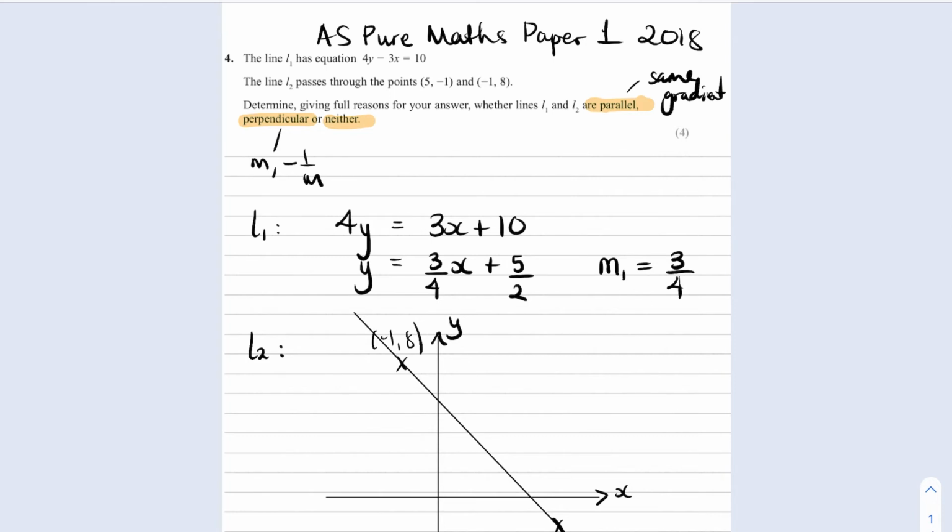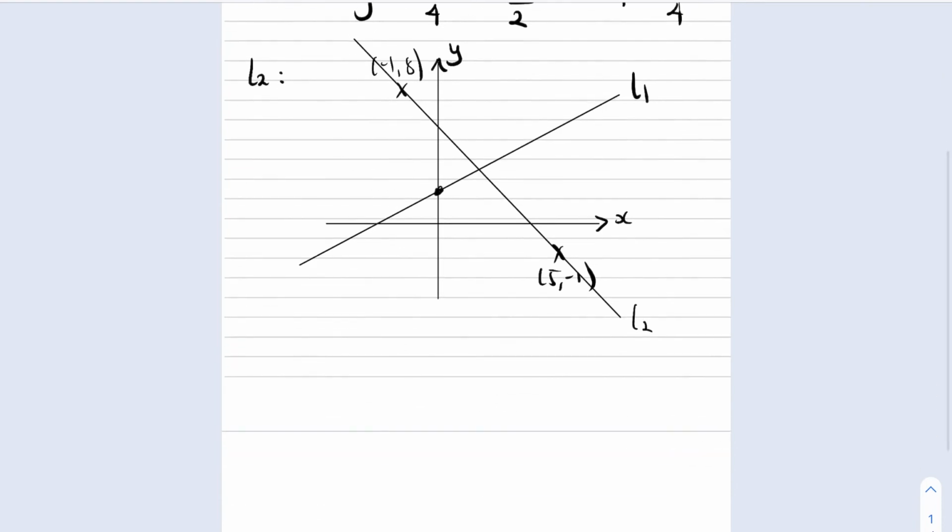So that's going to go through 2.5, which might be roughly here. And quite a shallow gradient, 3/4. So let's put that on there. So, rough sketch. Clearly, those lines are not parallel. Okay, we can see that L1 has a gradient of 3/4, which is positive and relatively shallow. L2 has a negative gradient, potentially perpendicular to L1, but we do need to do some more maths to find out for sure.